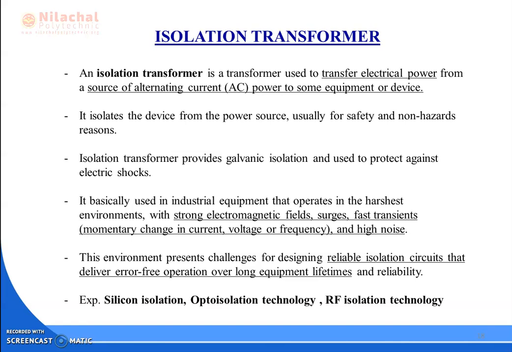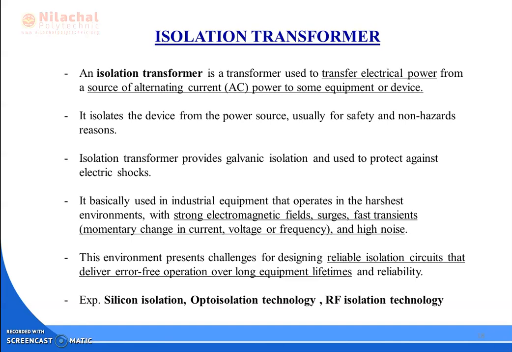An isolation transformer provides galvanic isolation and is used to protect against electric shocks. It is basically used in industrial equipment that operates in the harshest environment. So basically, isolation transformers are used in order to transfer the electric power to some other devices or equipment, so that we can get more safety or more non-hazardous effects on the system.